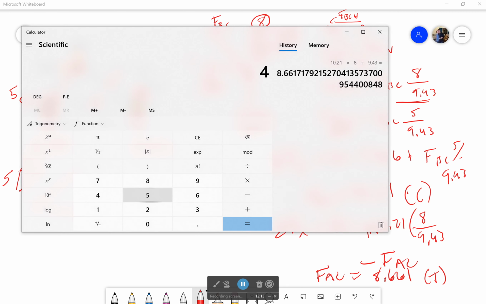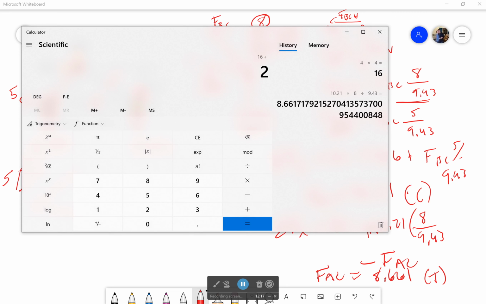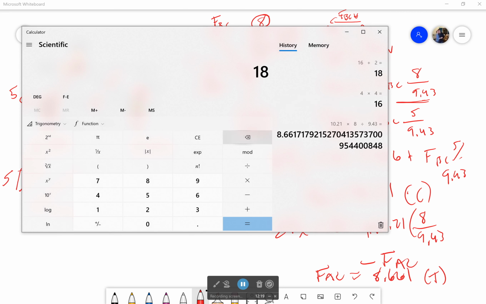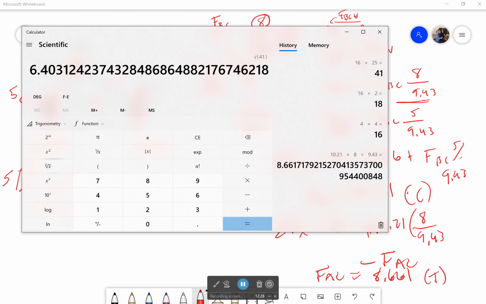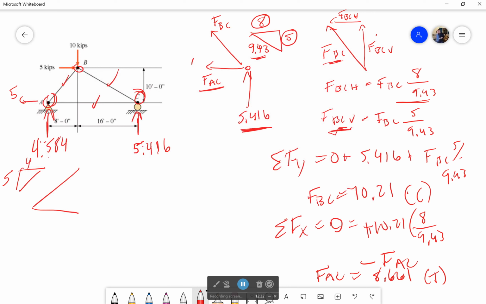Four times 4 plus 25. And I'll take that to the square root. I get 6.403. Okay. So this will be 6.403. And now to name everything. So this is force AB.